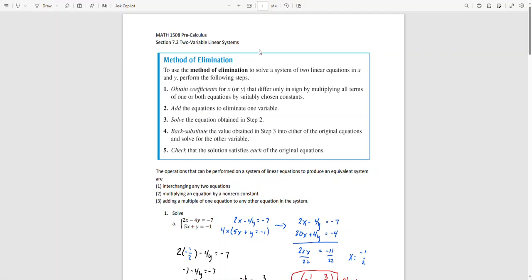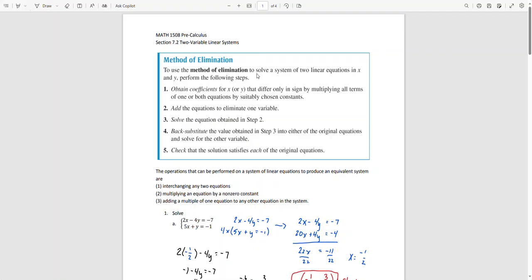Section 7.2, we're still talking about systems of equations. We're still talking about two variable linear systems this time. In 7.1, which we talked about before the break, we were looking at nonlinear systems as well. We might have higher powers on our variables, so we might have multiple points of intersection. In this section, we're only doing linear equations, equations that have graphs that are lines. And we're going to use the method of elimination.